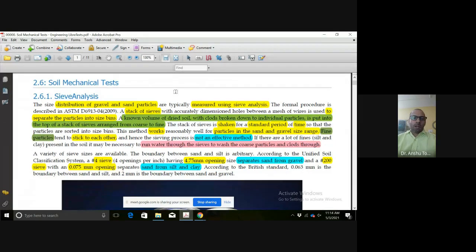So sieve analysis: what is the purpose of it and how do we execute it? After discussing some of the tests, the purpose of this article in the unit is to know how to do report writing in a generic manner. Sieve analysis is used for the distribution of gravel and sand particles. The formal procedure is described in ASTM. There are various international codes according to the country, and they define their own methods of sieve analysis.